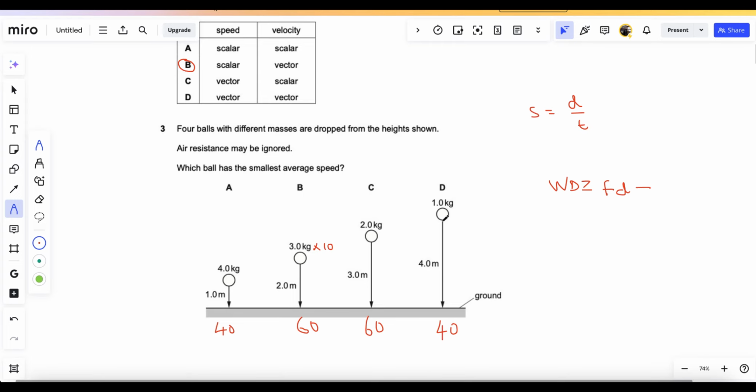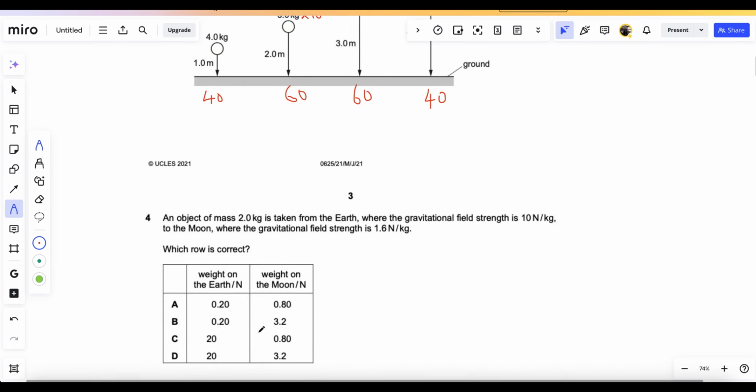Okay, but this one will move a longer distance. So the ball with the smallest average speed will be ball A. Although the work done is 40 Newton meter, the ball is just moving through a distance of 1 meter. So it will have the smallest speed. Now let's move to the next question. Question number 4.